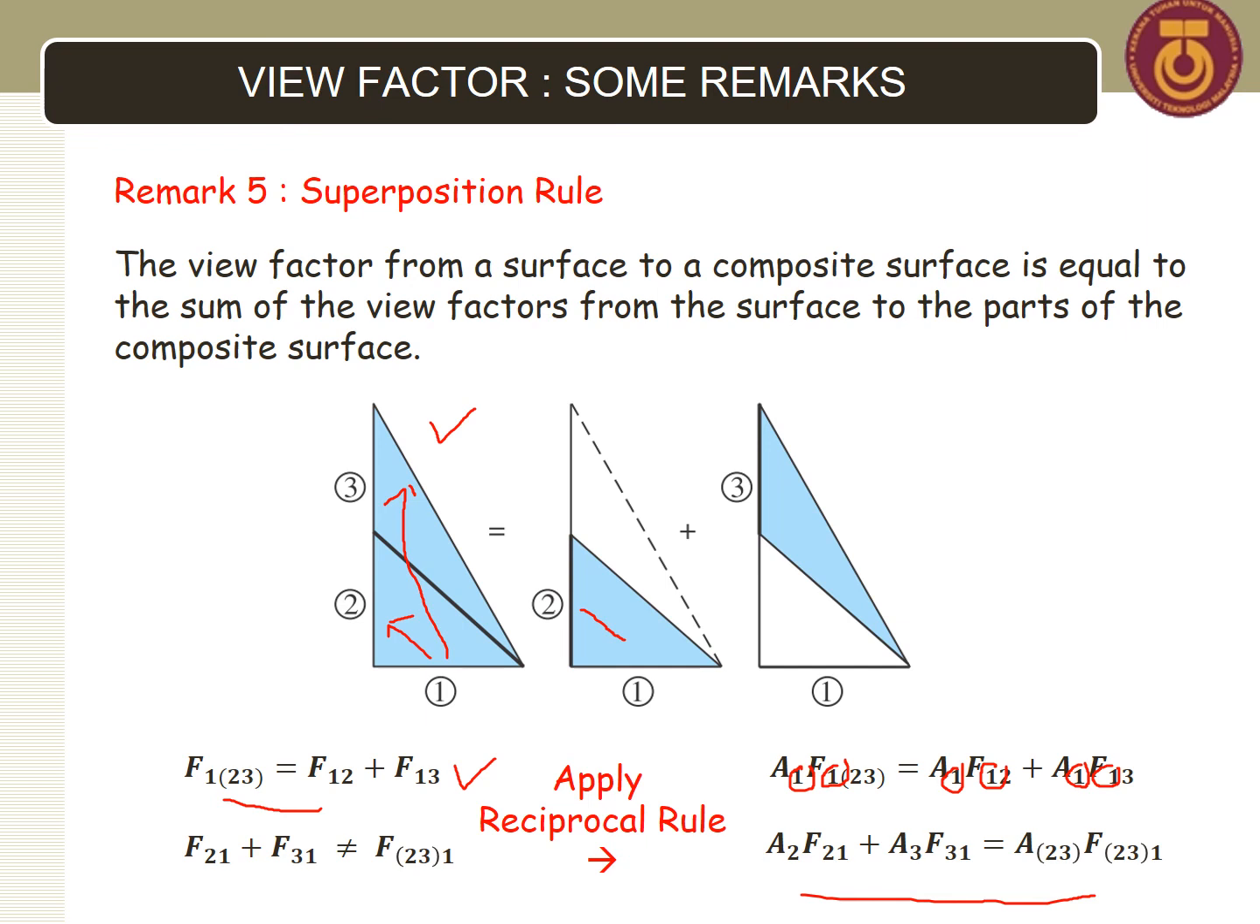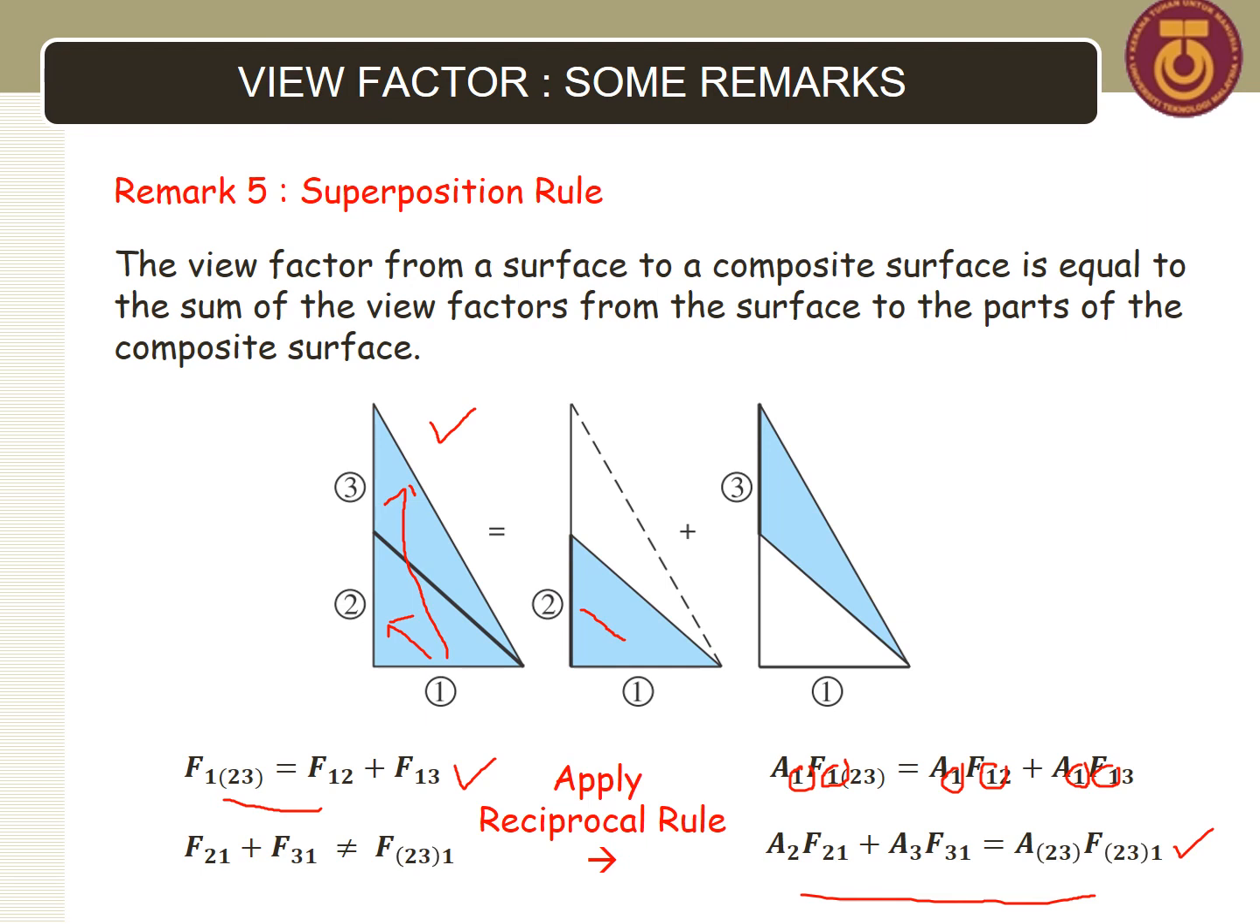Another point I want to mention here is that while we say this is untrue, meaning F21 plus F31 does not equal F231, when we apply reciprocal rule, this is true. That is, A2 F21 plus A3 F31 equals A23 F231. This is true. And when I explain further, you will understand why this is true and that is not true.